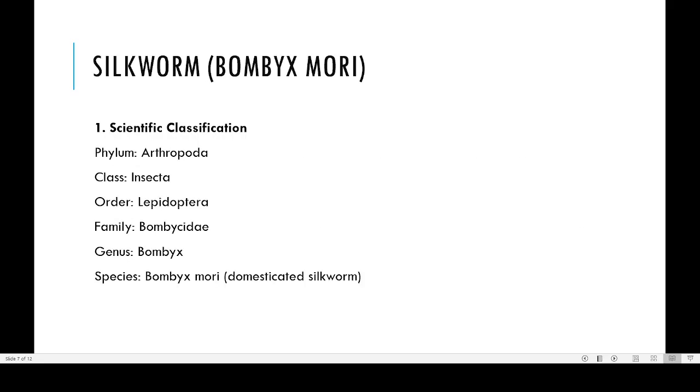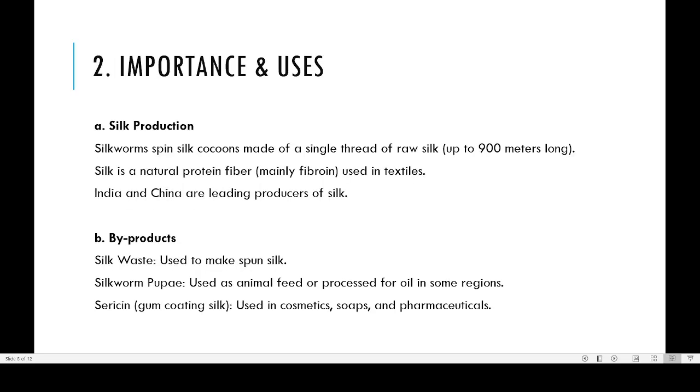Now we go to the second insect, that is Bombyx mori. Bombyx mori also belongs to Arthropoda, but it belongs to a group known as Lepidoptera, which contains butterflies and moths. The family to which it belongs is known as Bombycidae, and the genus is Bombyx. So the species is Bombyx mori. The scientific name of the domesticated silkworm is Bombyx mori.